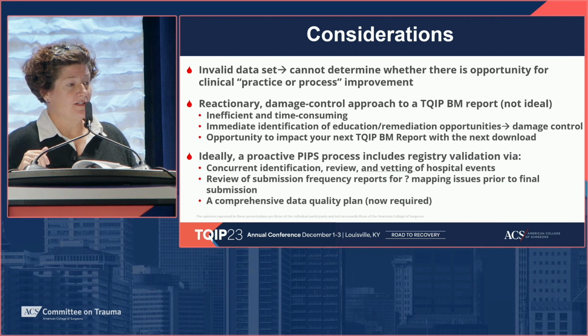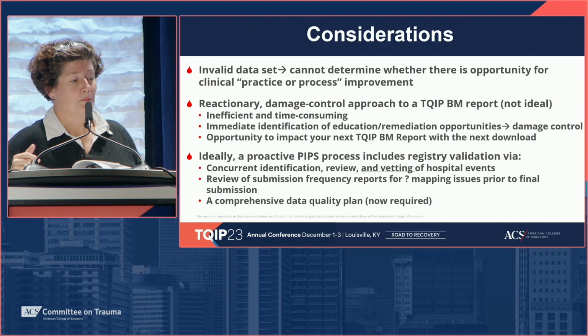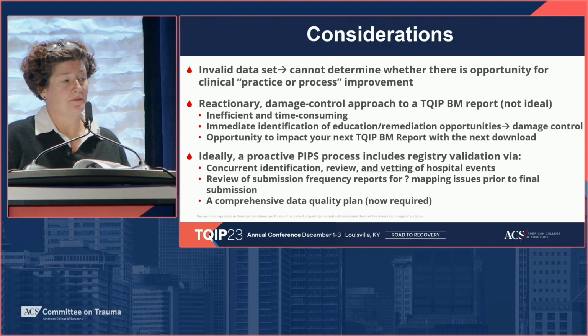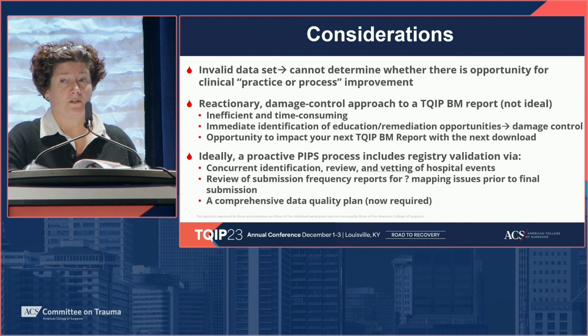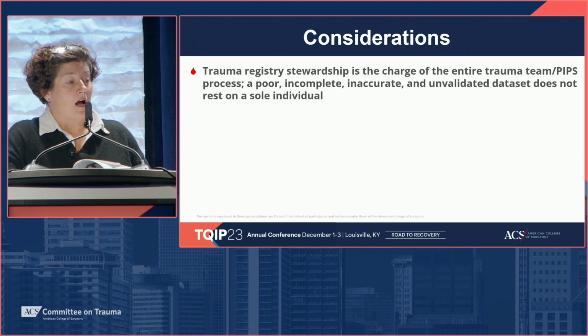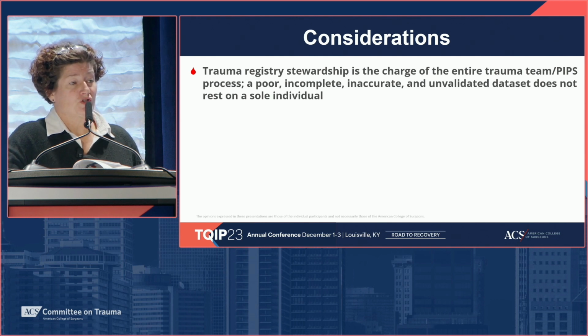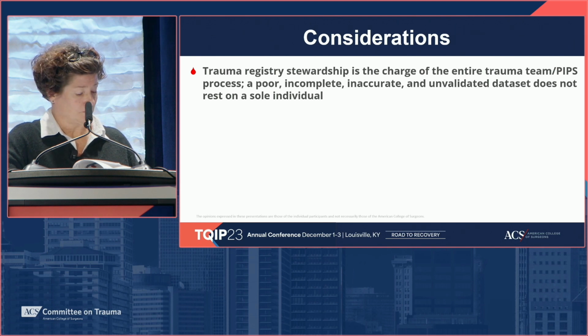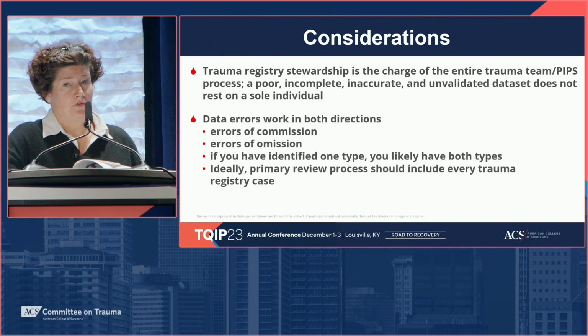And as I've mentioned, ideally, a proactive PIPS process includes registry validation via a concurrent identification, review, and vetting of hospital events, review of a submission frequency report for mapping issues prior to final submission, and a comprehensive data quality plan will certainly help fix that. And this is now required, and you'll be hearing a bit more about the data quality plans tomorrow. I believe that trauma registry stewardship is the charge of the entire trauma program and the PIPS process, not one individual. And data errors work in both directions, as I mentioned.